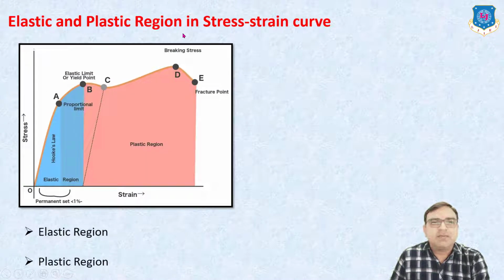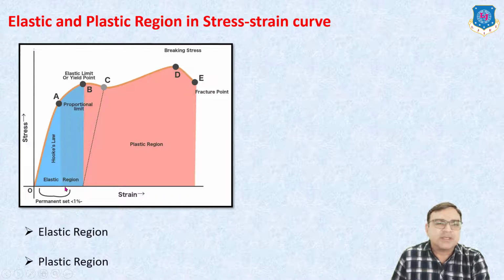Now the elastic and plastic region in the stress strain curve. In the stress versus strain curve, point B is the yield point, and from O to B, the area below this curve is known as the elastic region, and from B to E, the area or zone under this curve is the plastic region.